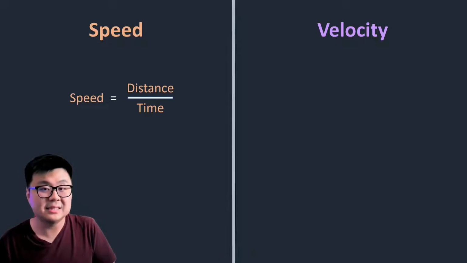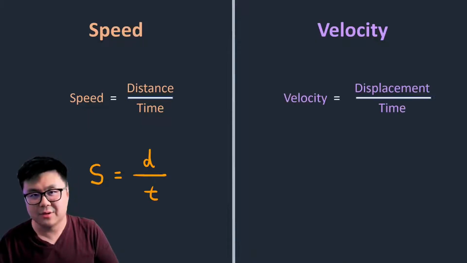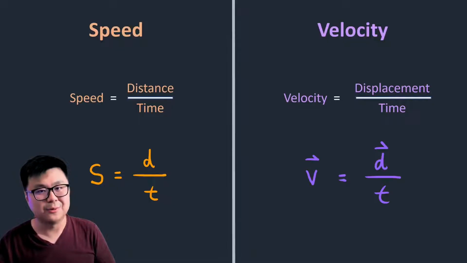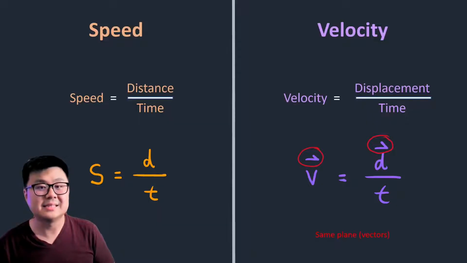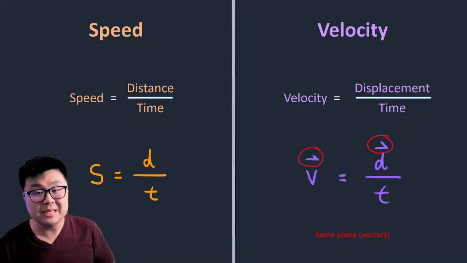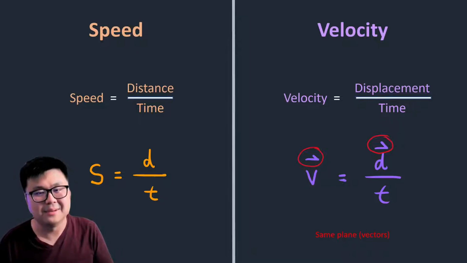Speed is the distance it took over the time it took. In other words, s equals d over t. Velocity, on the other hand, is the displacement over the time it took, and v is equal to d over t. Notice the arrows above the v and the d. That represents that they are both vectors. So d with an arrow on top is displacement, and d without the arrow on top is distance.